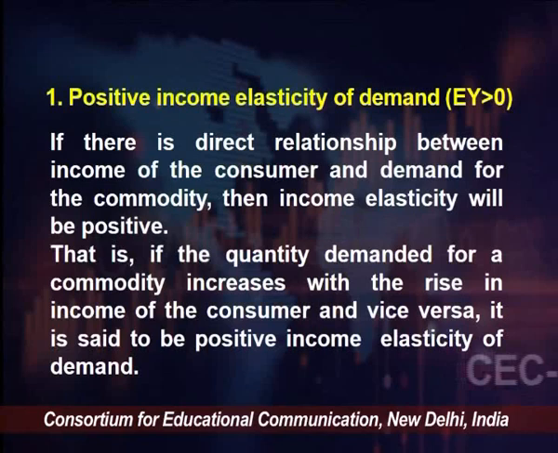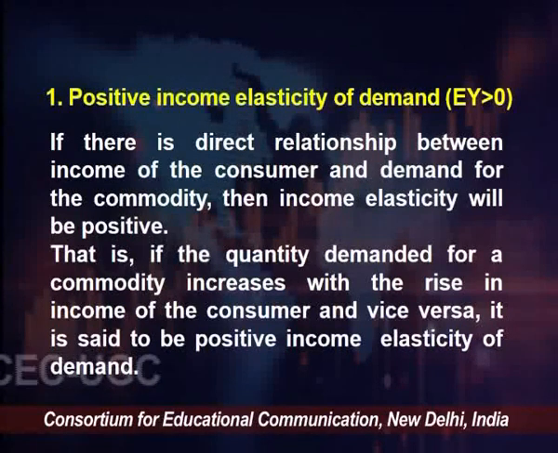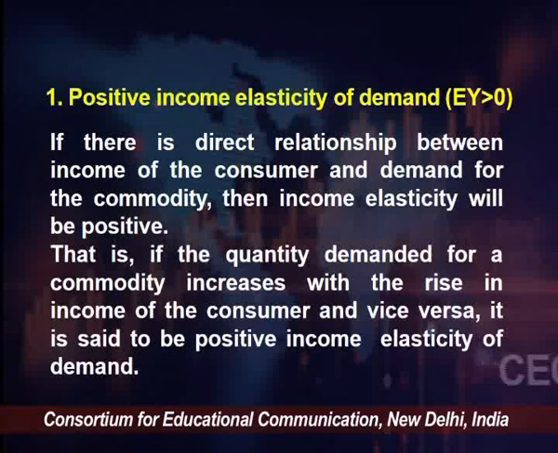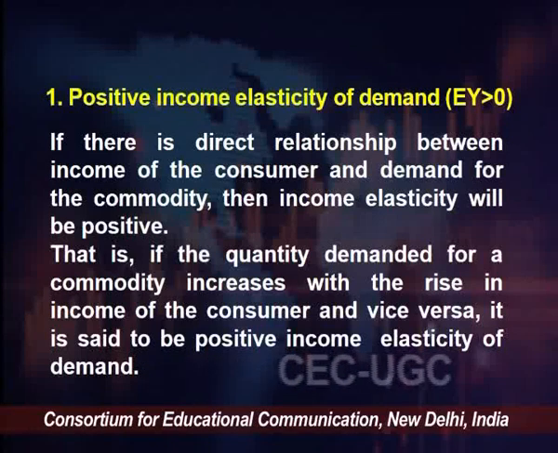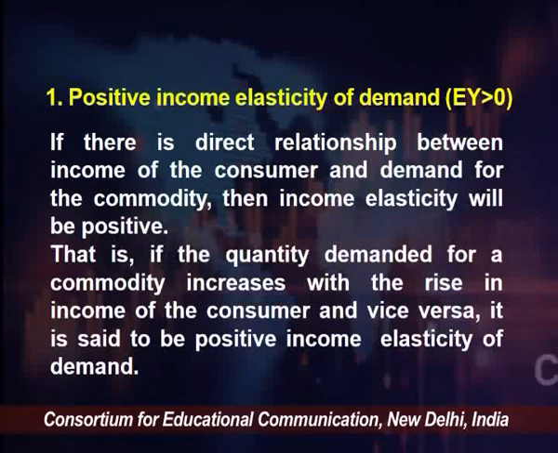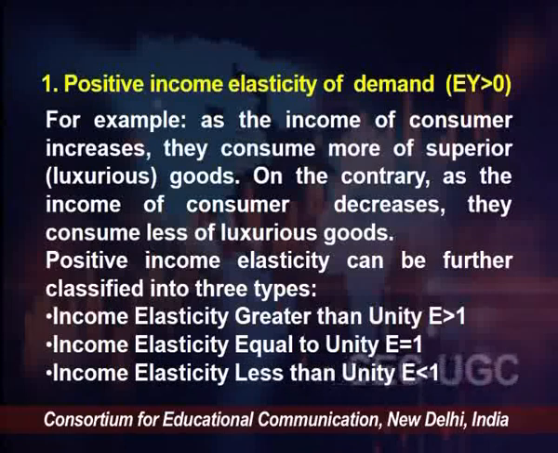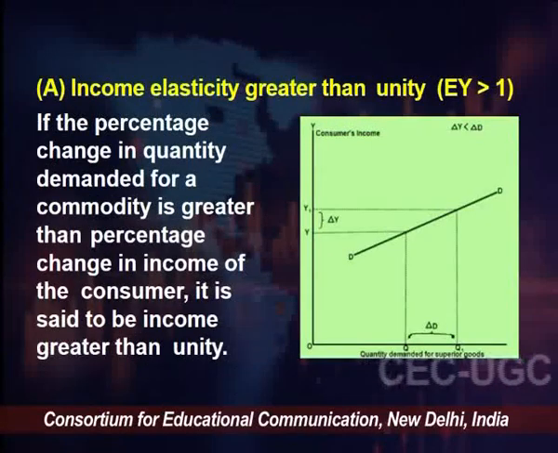First is positive income elasticity of demand, that means when EY is greater than 0. If there is a direct relationship between the income of the consumer and the demand for the commodity, then income elasticity will be positive. For all normal goods, income elasticity of demand is always positive. For example, as the income of the consumer increases, they consume more of superior goods. On the contrary, as the income decreases, they consume less of luxurious or superior goods. So positive income elasticity can be further classified as greater than 1, equal to 1, or less than 1. Now, income elasticity greater than 1 means greater than unity.